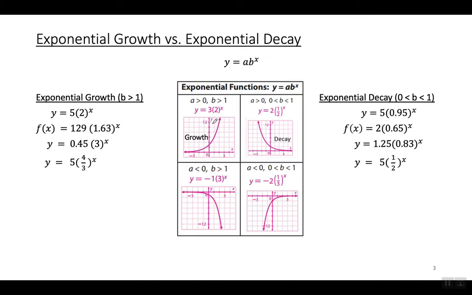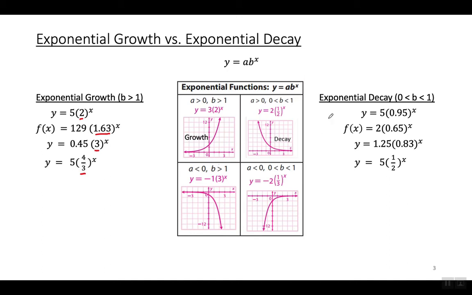Now let's look at b. For exponential growth, b has to be a number greater than 1. Period. That's not complicated. If you know what a number greater than 1 looks like, that's all you need to know. Is 2 greater than 1? Yeah. Is 1.63 greater than 1? Yeah. Is 3 greater than 1? Yes. 4 over 3, when I divide that, you're going to get 1 point something. Therefore, it's greater than 1.